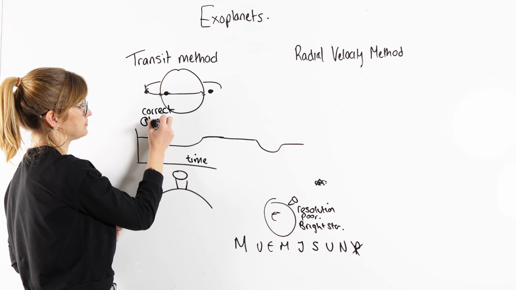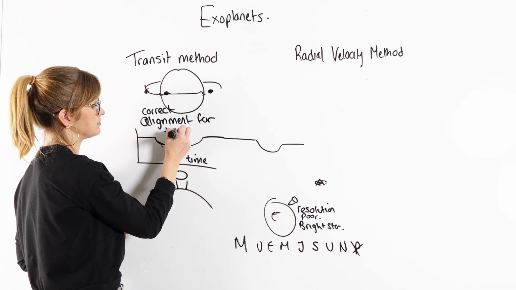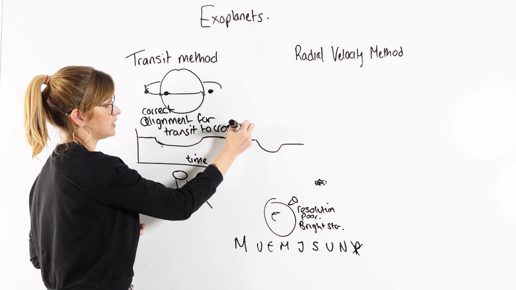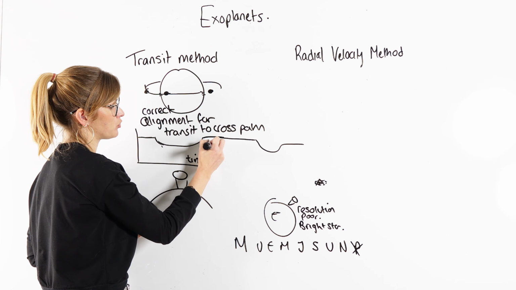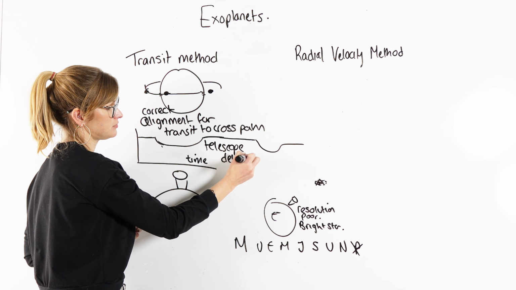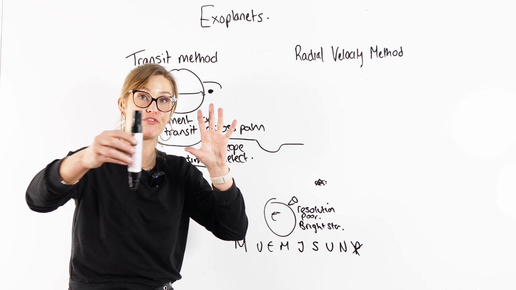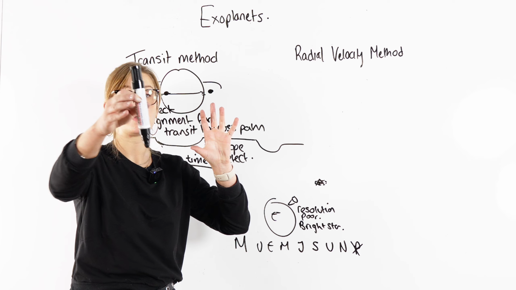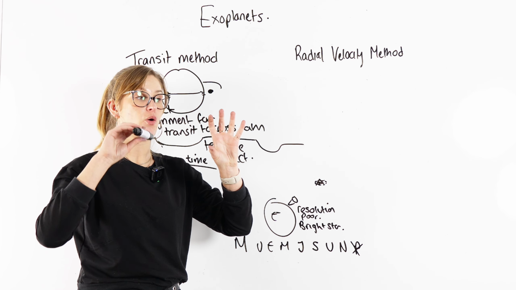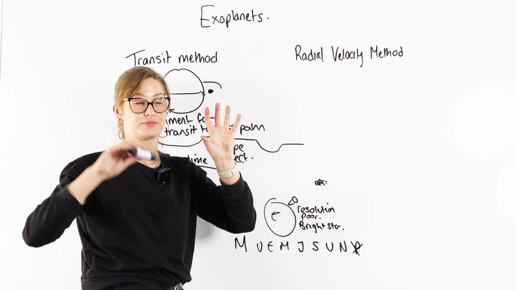alignment for the transit to cross the path that our telescope can detect. So again, our telescope is where the camera is right now. It would have to pass in front, between where we are on Earth and where the star is, so we can see that dip in that light. But if it orbits in this rotation, we would never see any dip of that light.